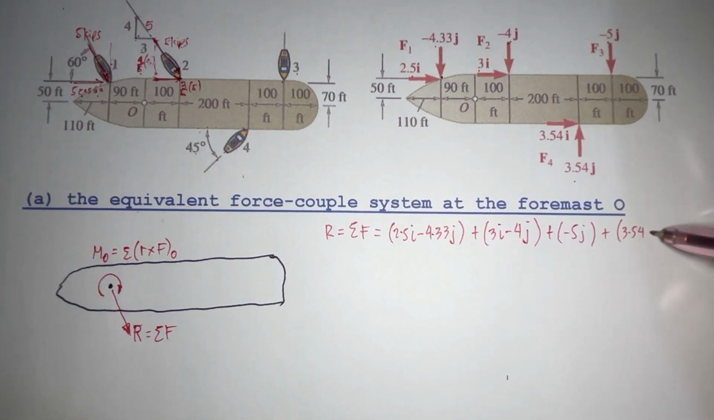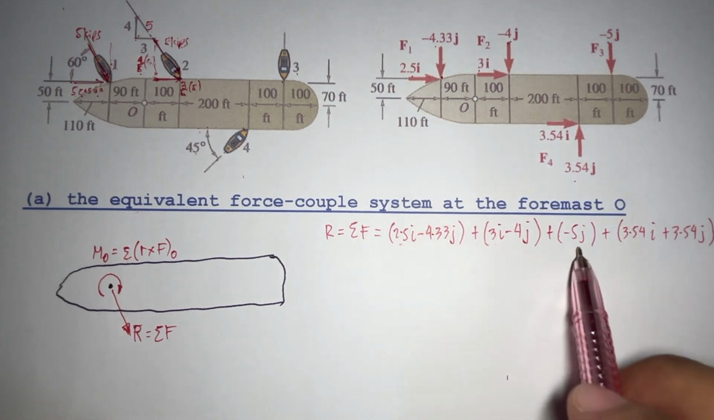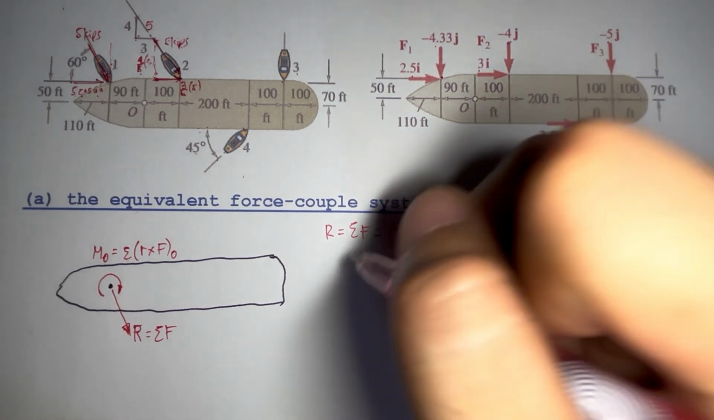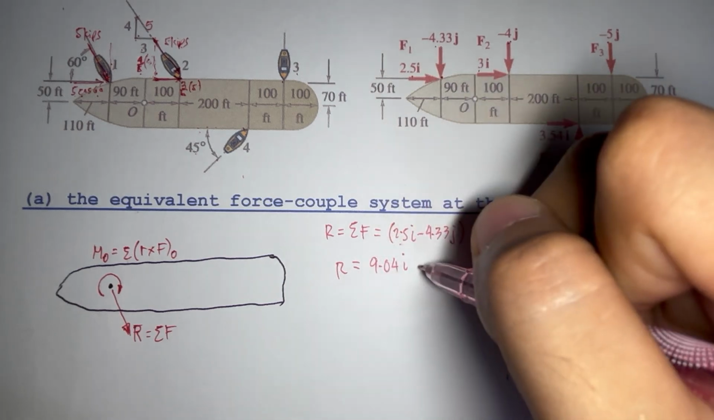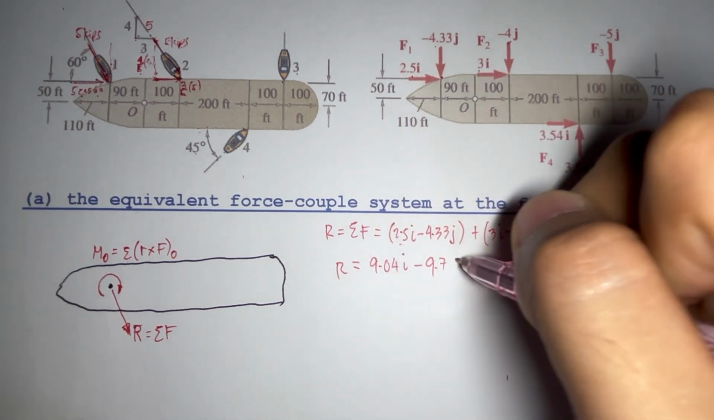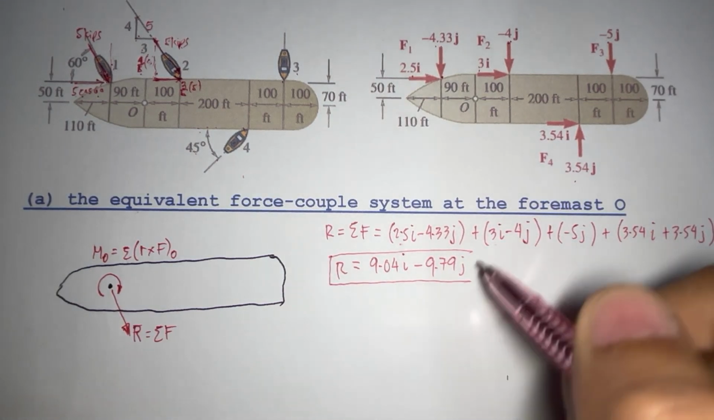3.54I plus 3.54J. So adding some similar terms, all I and all J's, we have our R equal to 9.04I minus 9.79J. So this would be our force.